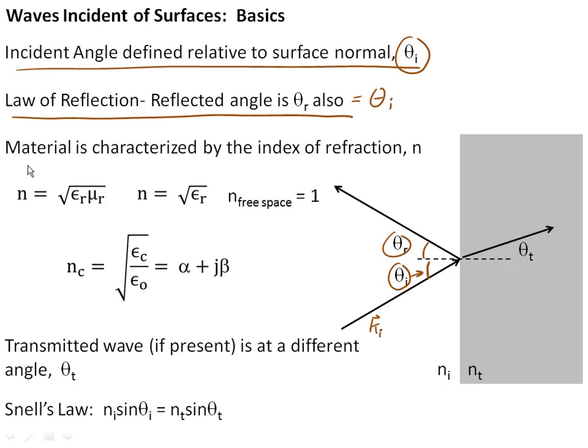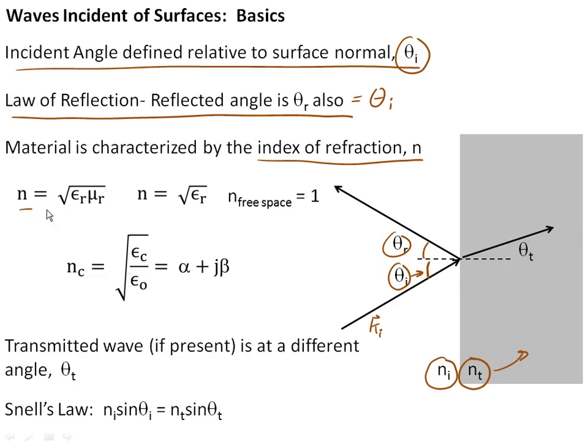Another thing that's going to make our lives a lot easier is to characterize the material by the index of refraction, n. So essentially we have some incident index of refraction, n sub i. That's the index of refraction of the medium the incident wave is going through over on this side, and we are also going to talk about the transmitted index of refraction, n sub t. That's the index of refraction of this gray medium over here that the transmitted wave goes into.